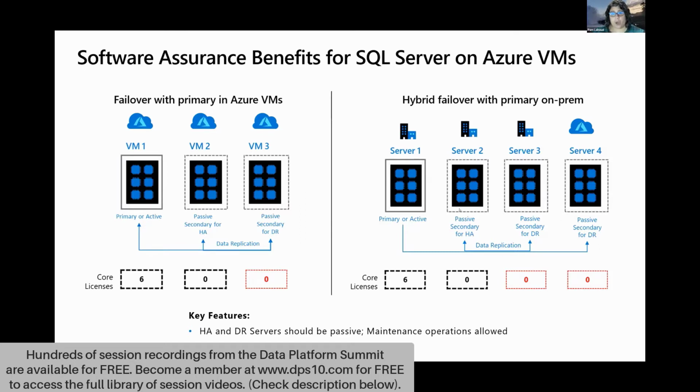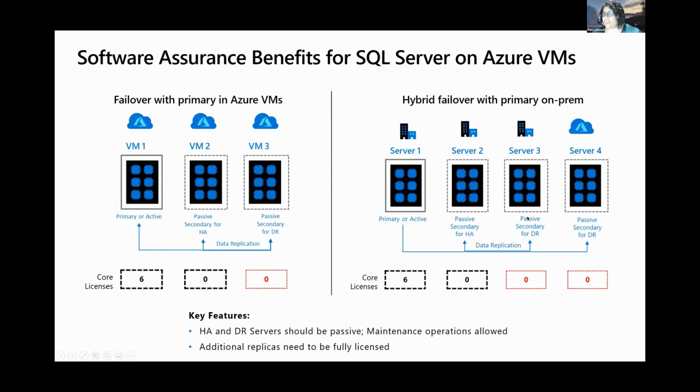Similarly, if you want to do a hybrid HA/DR approach where your primary is on-prem, you are still entitled to that passive secondary for HA and the passive secondary for DR, but then you can also get an additional passive disaster recovery node in Azure. So you can stretch that availability group up into Azure with an additional DR node. And all of this is built into your licensing agreement if you have software assurance. This is a great way to leverage that on-prem investment and get some additional HA/DR nodes for free.